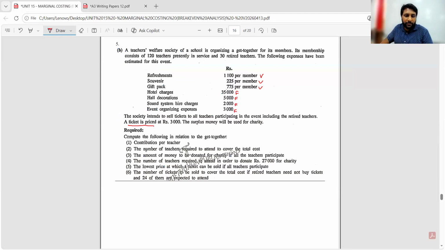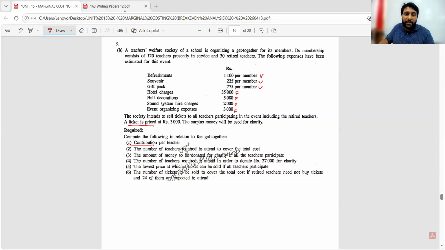Second one, what are they asking? Understand the question: the number of teachers required to attend to cover the total cost. Indirectly, tell me in our language, what are they asking here? In question number 2, in our language, what are they asking? Break even point quantity, in units.